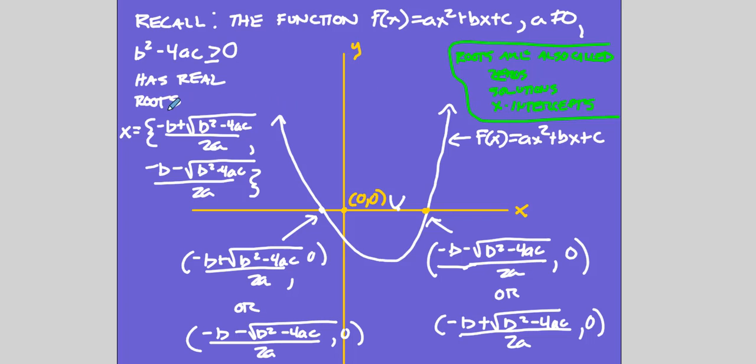So the real roots that we would get from this equation using the quadratic formula are as follows: negative b plus the square root of b squared minus 4ac over 2a, and negative b minus the square root of b squared minus 4ac over 2a. So here is a sketch of a parabola, which is what a quadratic function graphs like. So you have two roots. It's possible you could have what's called a double root, where you just touch the x-axis like that.